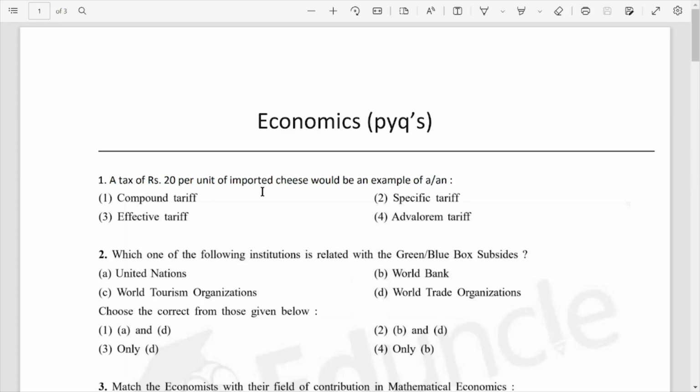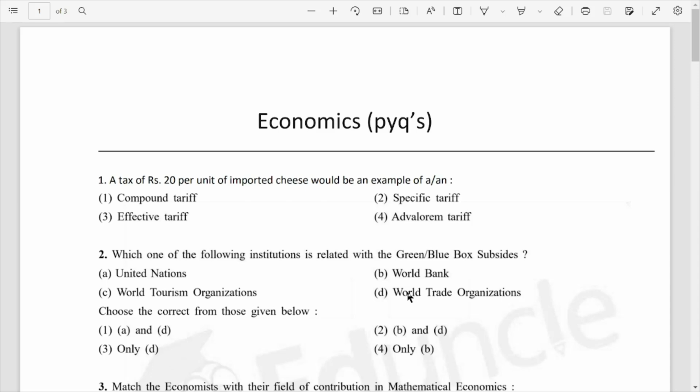The second option is correct. Which one of the following institutions is related with green and blue box subsidies? Green or blue box subsidies are related with agriculture subsidies. In the WTO, subsidies are categorized as these boxes. There are three boxes: green, blue, and amber box subsidies. According to the Agreement on Agriculture 1994, these three were created. So the right option for this would be D, World Trade Organization.